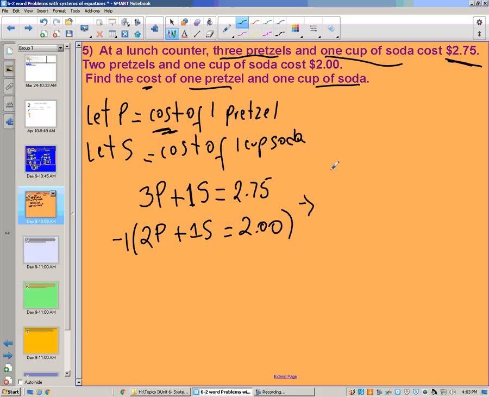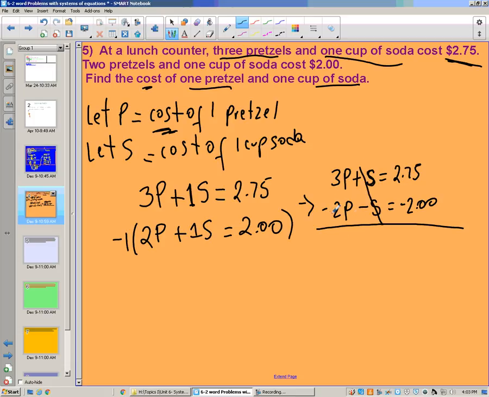Well, now the top stays the same: 3P plus S, or 1S, equals 275. But the bottom is now going to be what? Negative 2P minus S, negative S, or negative 1S, equals negative 2. Now I'm looking at these 2 equations, and I see that I can combine them and the S terms go away. So what am I left with?